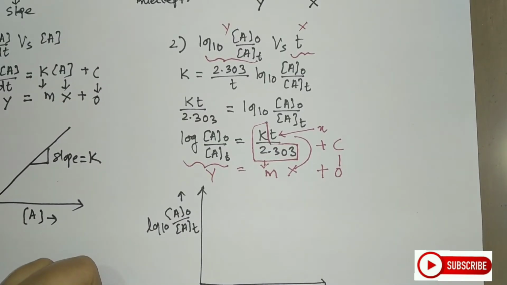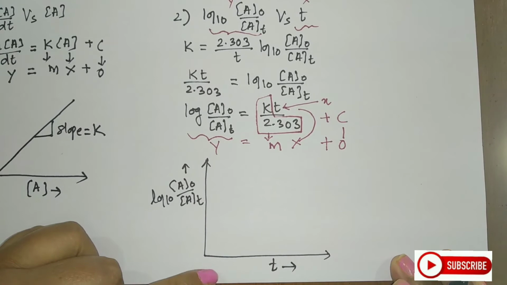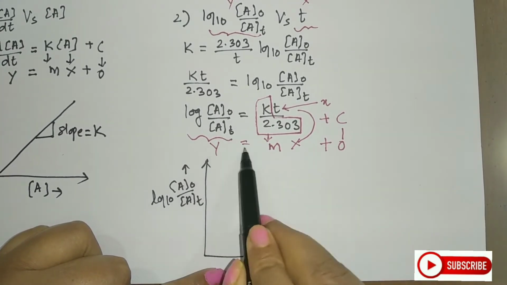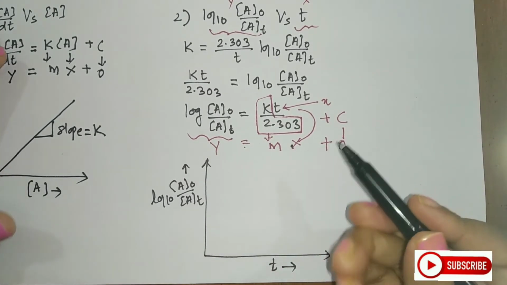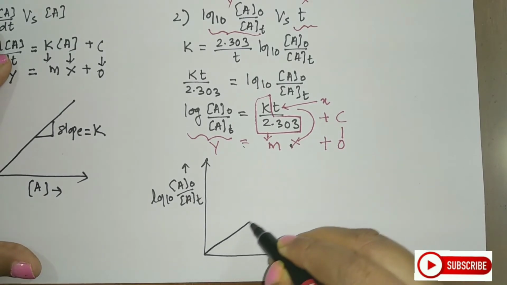And here I will write t, that is time. Now students, how will I plot the graph? If you see this, y is equal to mx. So it is a straight line passing through the origin. So the graph will be like this.